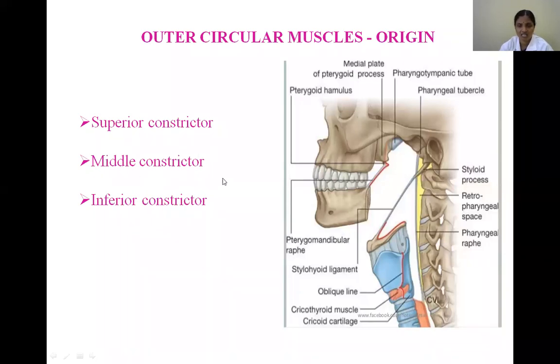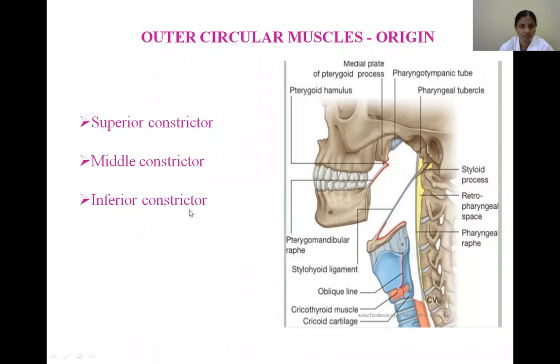Then what is the origin of the middle constrictor? Yes, see, this is the styloid process. From the styloid process to the hyoid bone is the stylohyoid ligament. So the lower part of the stylohyoid ligament, and the cornua of the hyoid, the lesser cornua, then the greater cornua of the hyoid. This is the origin of the middle constrictor muscle: the stylohyoid ligament, and the lesser and greater cornua of the hyoid bone.